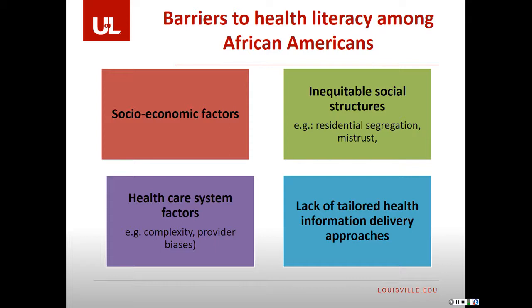Another factor that was under those inequitable social structures was racial discrimination and residential segregation. A notable finding was that social-cultural factors and social structures influence health literacy. Due to the systematic exclusion from power, socioeconomic, and structural resources, African Americans are more vulnerable to health inequities. They're also vulnerable to low-quality healthcare and even to limited health literacy compared to other racial or ethnic groups.